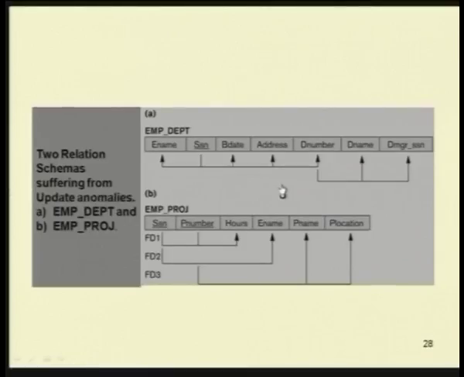So, here imagine the company has a policy that the managers are rotated among 10 departments every 6 months, and you have 10,000 employees distributed among these 10 departments, then every time all these 10,000 records have to be updated. So, this is a very big problem as far as these 2 bad designs are concerned. These arrows I will be discussing in the next lecture.